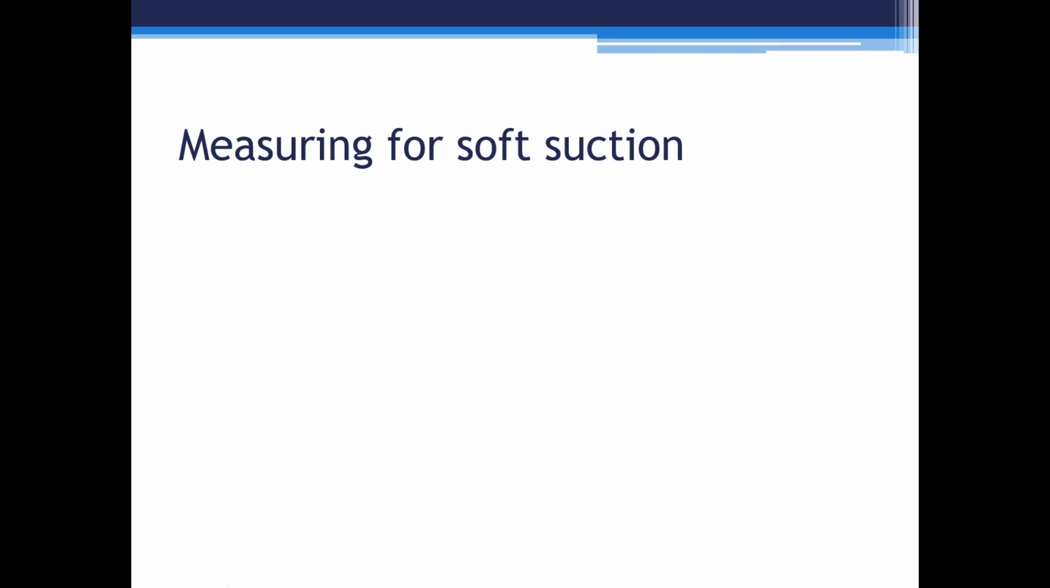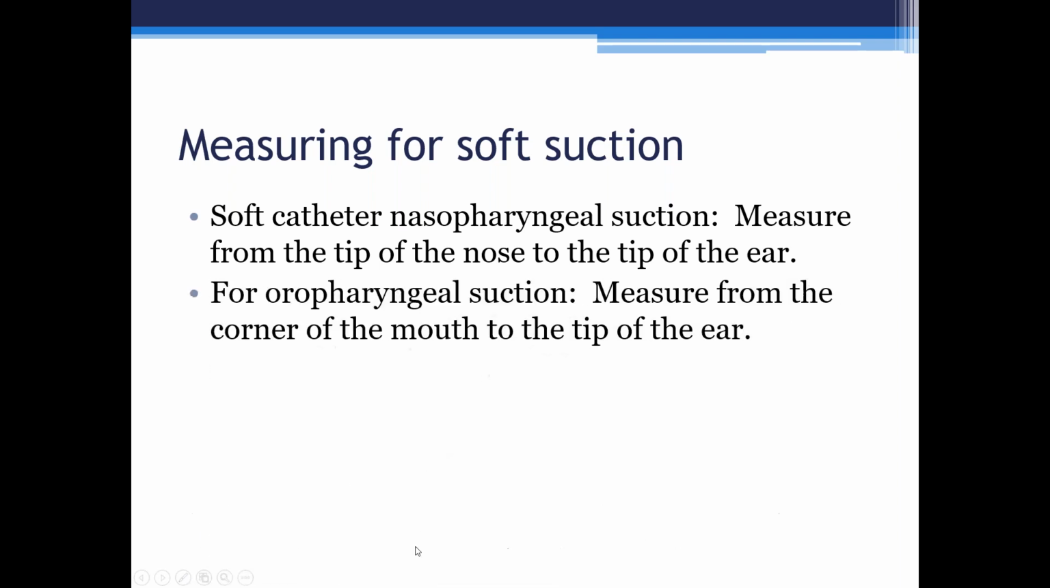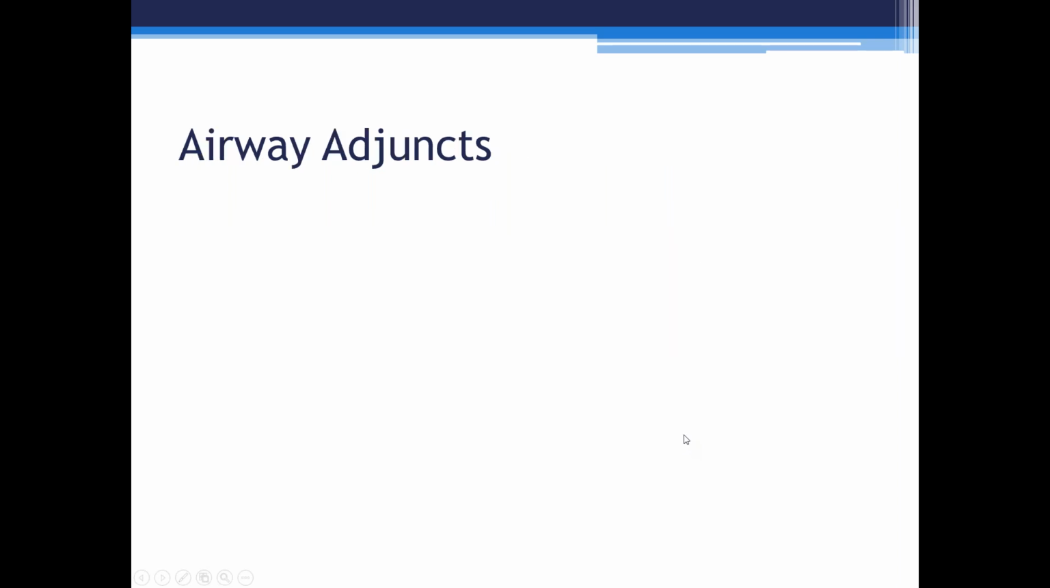So how do we measure for soft suction? Two different techniques: one is for the nose, one is for the mouth. When we are suctioning the nasopharyngeal area, or the nose area, we're going to measure from the tip of the nose to the tip of the ear. That's how far we should insert that soft suction catheter. Now, when we're suctioning the oropharyngeal airway, we are going to measure from the corner of the mouth to the tip of the patient's ear or the angle of that patient's jaw.